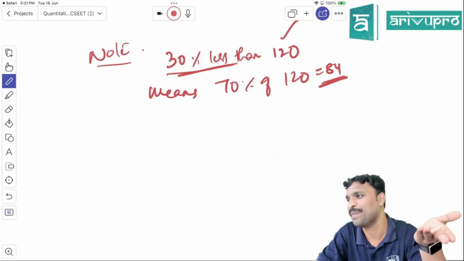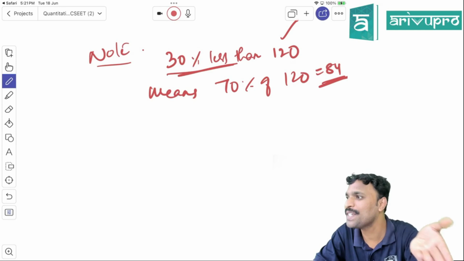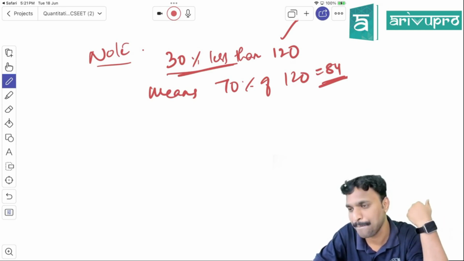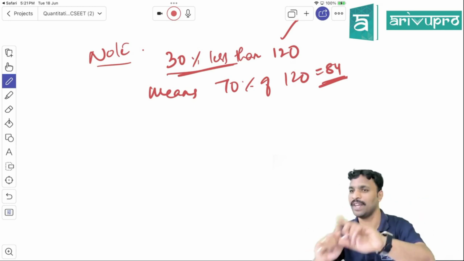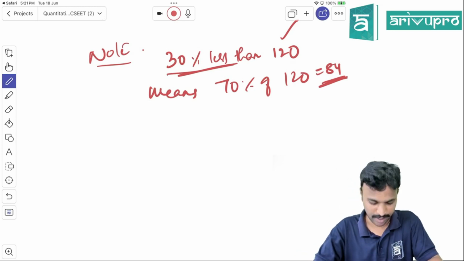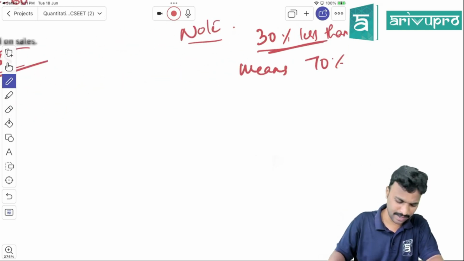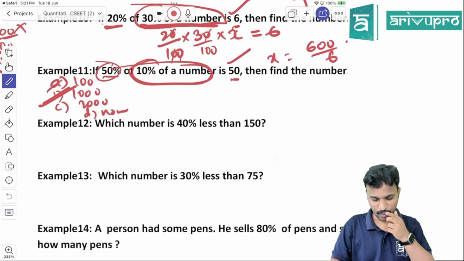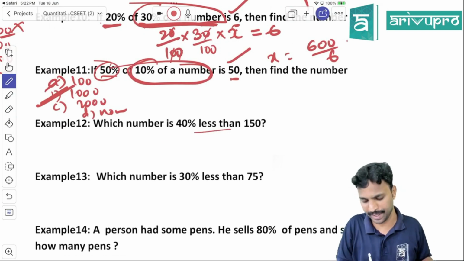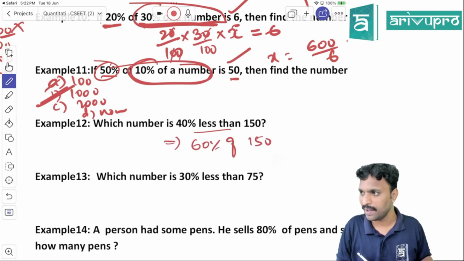Or 120% of 70 also you can do. 100% of 70 is 70 only. 20% of 70 is 14. 70 plus 14, 84. Whichever way you feel, you can always reverse and see which one is easy for you. Are you getting it? Tell me, which number is 40% less than 150? 40% less than 150 means 60% of 150. Which way is easier?